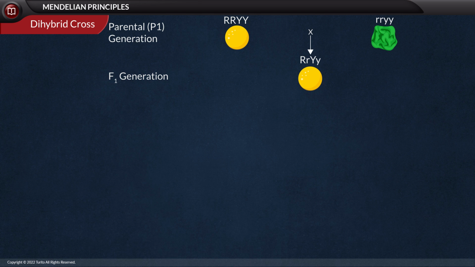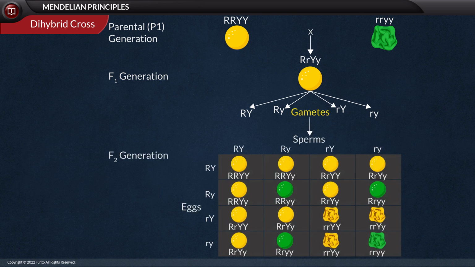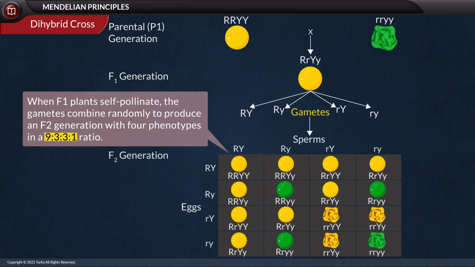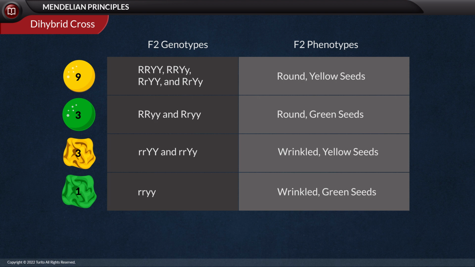When these were selfed, according to the law of segregation, during gamete formation, there occurred random segregation of alleles. During fertilization, different combinations of characters were produced, in the ratio of 9:3:3:1. This is called Mendel's dihybrid ratio. Try to analyze the results of the dihybrid cross from the ratio.